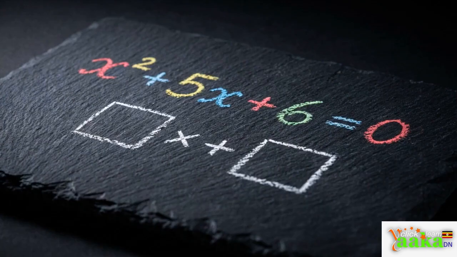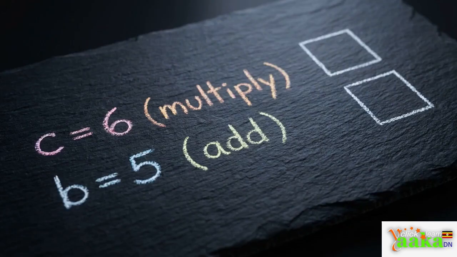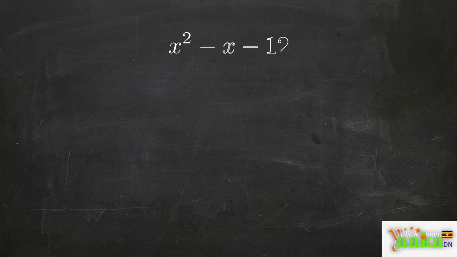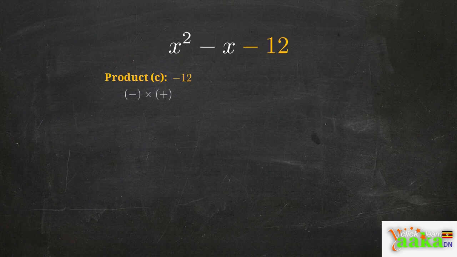To solve this by factorization, we need to find two numbers that perform a double duty. They must multiply to equal our c constant and add together to equal our b constant. We start by listing factors for our c constant, -12. Because the result is negative, our pair must include one positive and one negative number. We test these pairs against our b constant, -1.